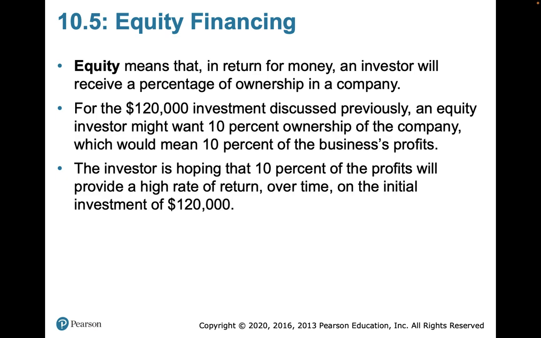So now, the equity investor can say, I give you 120,000 and I want 10% ownership of the company, which would mean 10% of the business profit. 10% ownership means that whatever percentage you've given, that is the percentage of the profit the person is going to be getting when the profit is declared. So the investor hopes that 10% of the profit will provide a rate of return over time on the initial investment of 120,000.